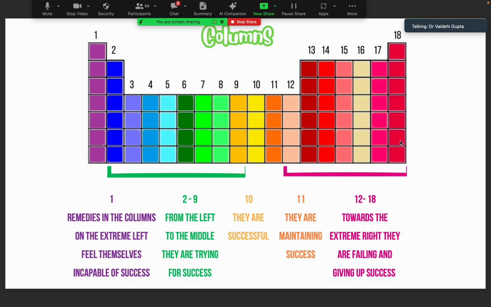Remedies in the columns. The remedies in the column on the extreme left, that is the first column, feel themselves incapable of success. They are quite dependent on others because of having just 1 electron in the outer shell. That's why they are very dependent on others to get success. That's why they think that they are incapable of getting success all alone.